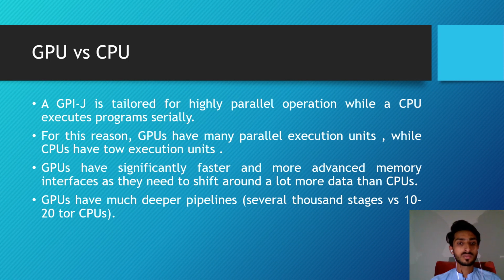Now we see the difference between GPU and CPU. A GPU is tailored for highly parallel operation while the CPU executes programs serially. For this reason, GPUs have many parallel execution units while CPUs have few execution units. GPUs have significantly faster and more advanced memory interfaces as they need to shift around a lot more data than CPUs. GPUs also have much deeper pipelines.